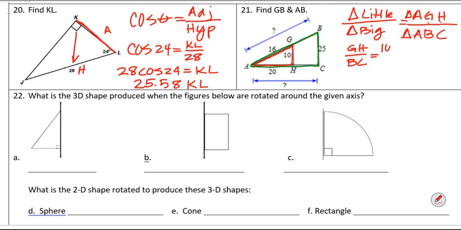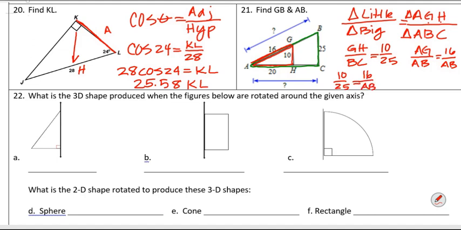So that's going to be 10 over 25. Then if we talk about this other part that we have here, we have this AG. So AG maps, first two letters, to AB. AG was 16 and AB was AB, because we don't have any measure for that. So now we're just going to set those two equal to each other. So we're going to do 10 over 25 and set that equal to 16 over AB.